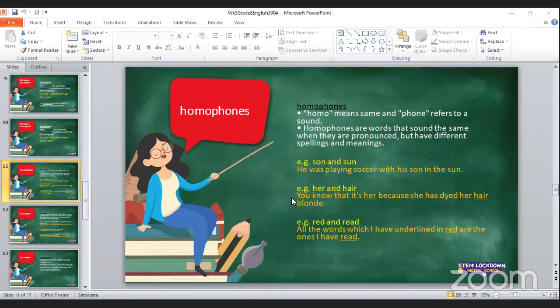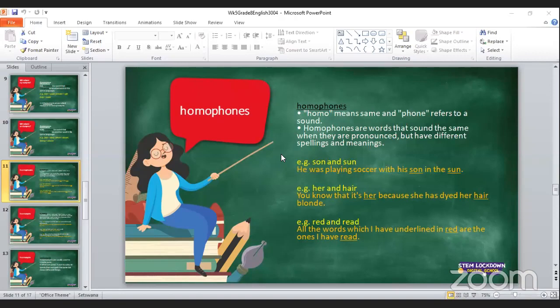They more or less sound the same, so they are homophones. When we say her and hair, it means that they are the same sound, but when we write it, they are not the same. Exactly. That is how homophones work.